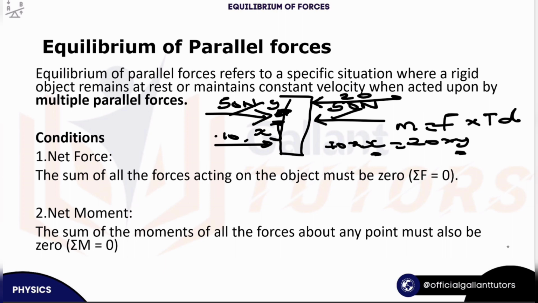Let's say y is 1. So we have 20 times 1 centimeter, and this is 10 times 2 centimeter. What do you expect? They will end up becoming what? 20 Newton meter, 20 Nm, that is Newton meter. Making it what? The sum, right? So now note this: the net moment must be zero, and the net force must be zero. That's all for parallel forces.